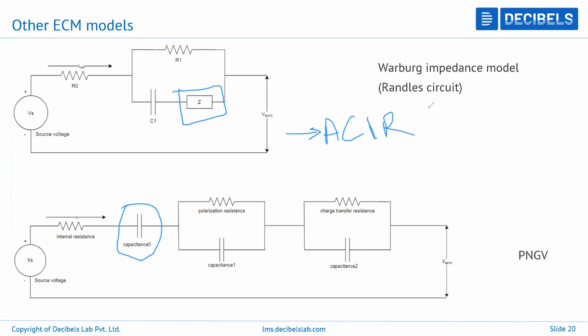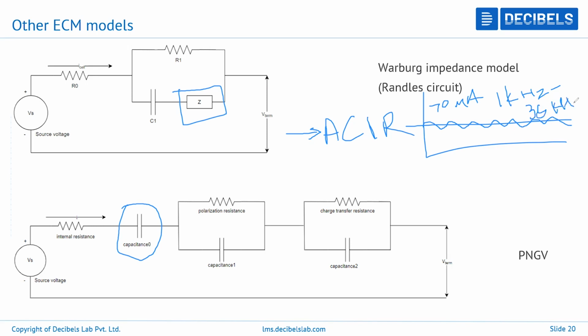ACIR is nothing but, if you draw the current profile, it will be a series of very small current signals given in terms of an AC signal. The magnitude is very small. It's not a large magnitude pulse. It will be something like 70 milliamps or even less than that. So it's very tiny, and its frequency is somewhere between 1 kilohertz and around 35 kilohertz. So it's actually a very sensitive test.